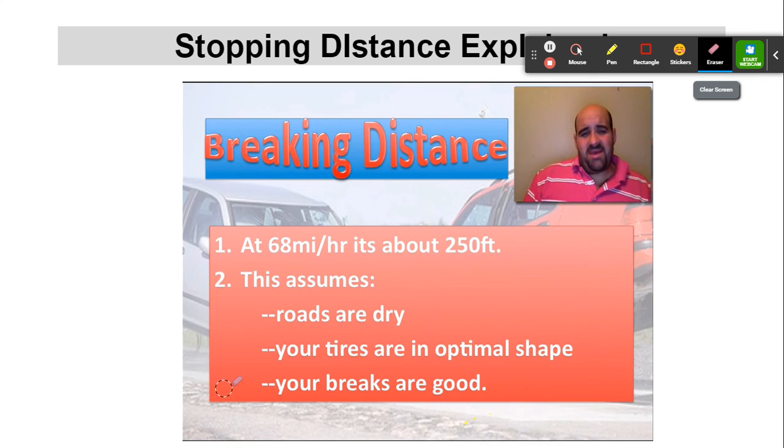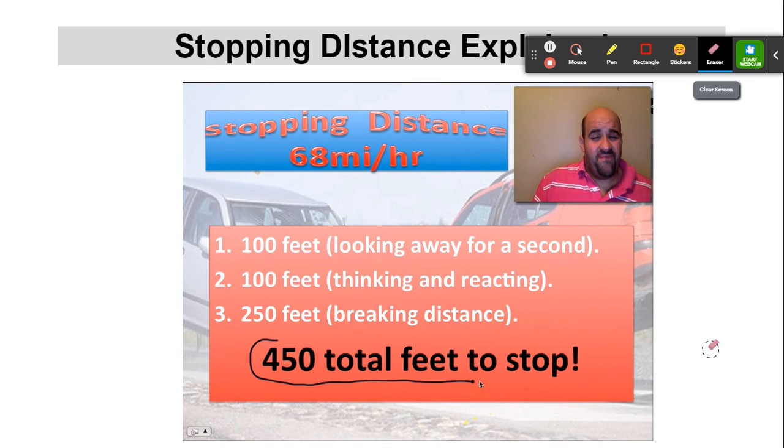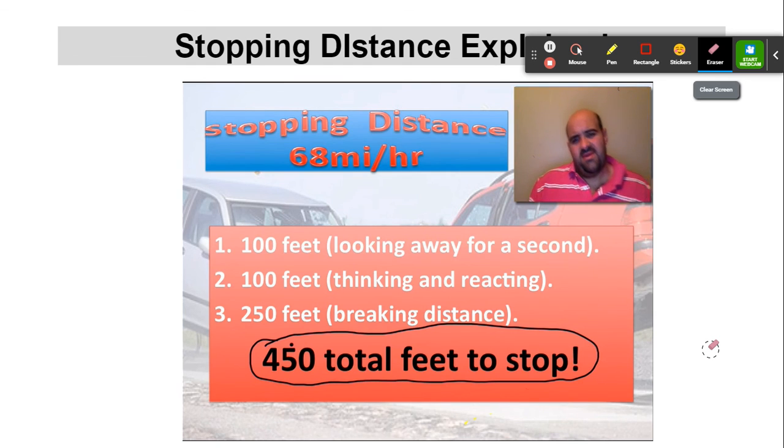So just some basic ideas. Braking distance at 68 miles an hour is about 250 feet. This assumes roads are dry, your tires are in optimal shape, your brakes are good, and so on. So your stopping distance at 68 miles an hour comes out to be about 100 feet if you look away for a second. About another 100 feet for thinking, reacting, pushing the pedal. And braking distance is surprisingly about 250 feet. So you actually travel 450 feet around this area before your vehicle will actually come to a stop. And that is a lot of distance, guys.